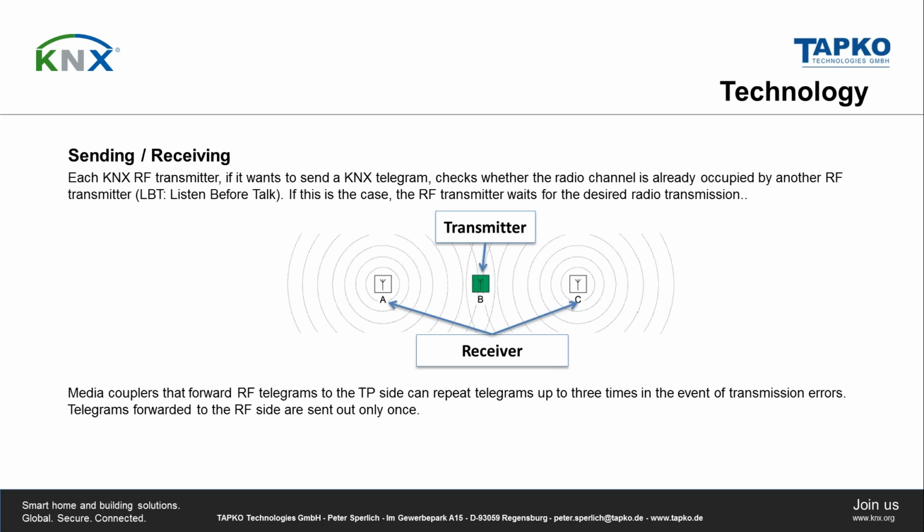When you have KNX RF devices, this is important: the devices must be inside the circle where it is transmitted. And the other thing is, before the telegram is sent, the RF is looking outside if there is some traffic on the system in the air, so to say, and the telegram is only sent one time.